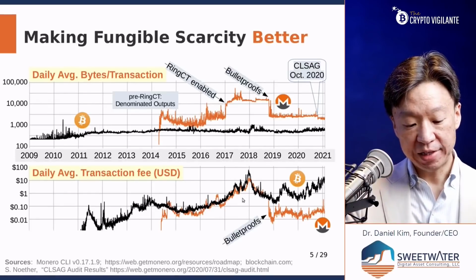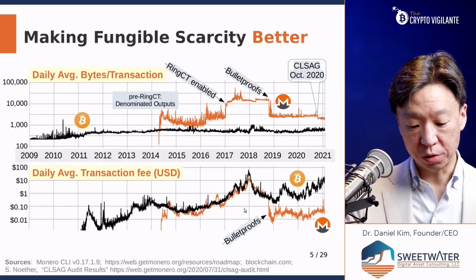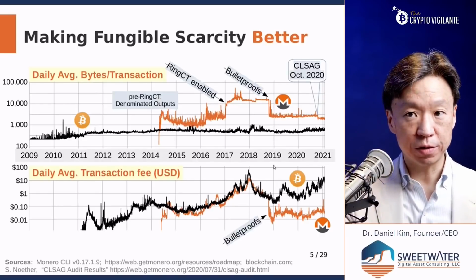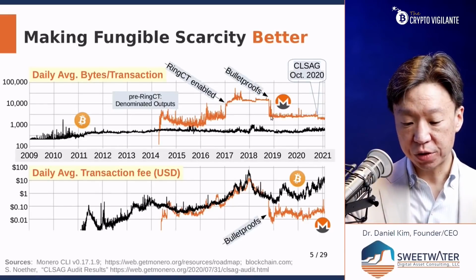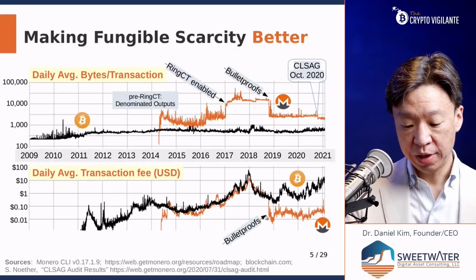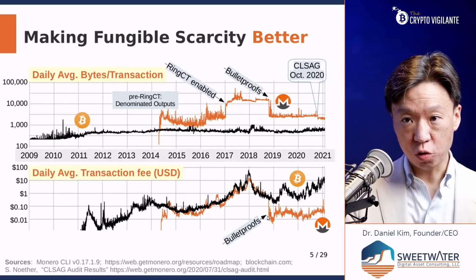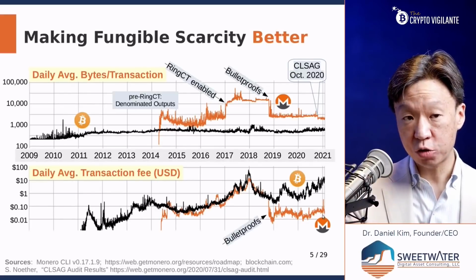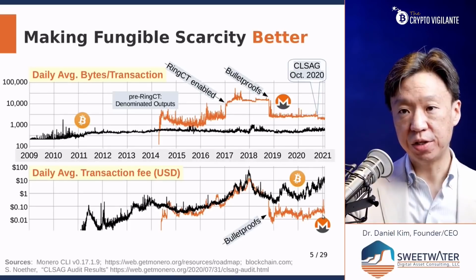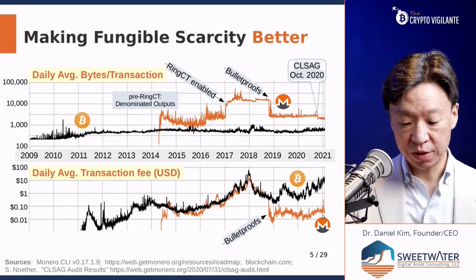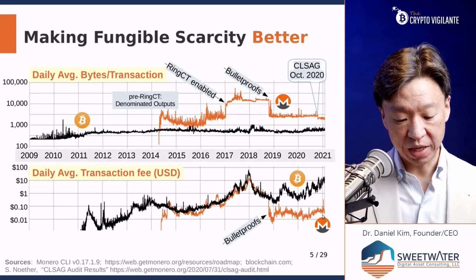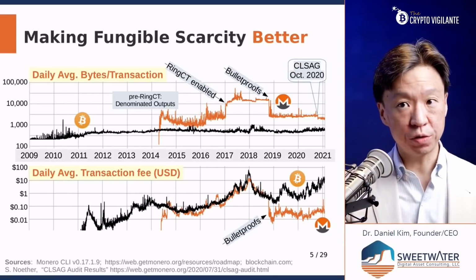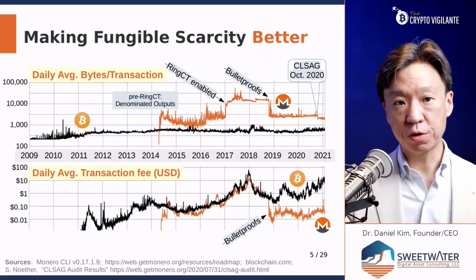On the bottom, we're looking at the daily average transaction fee in US dollars for both Bitcoin and Monero. And you can see that when bulletproofs went in at the end of 2018, not only did the transaction size drop by an order of magnitude, the transaction fee also dropped by basically the same amount. And so today, to make a transaction in Monero, the average transaction is on the order of pennies, US pennies. And the median is actually below 1 penny. This is a chain that puts a high priority on the needs of its users. It's a customer-first sort of mentality.